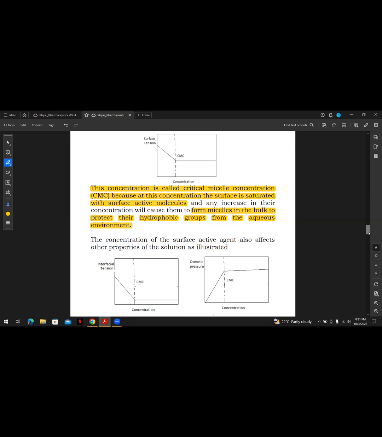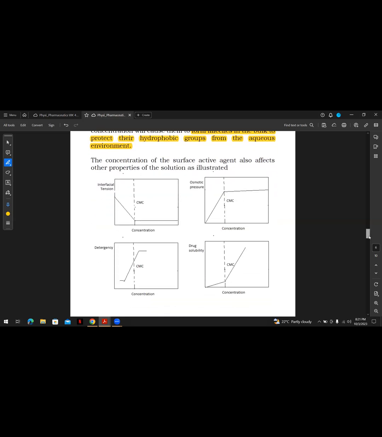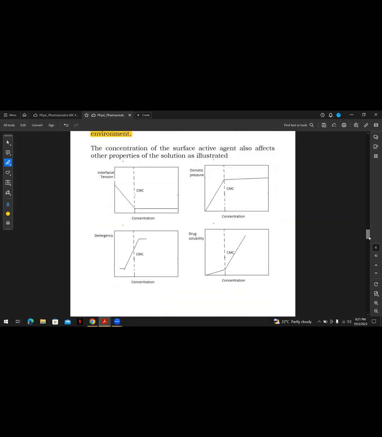So the concentration of the surface active agent also affects other properties of the solution as illustrated. So it affects the interfacial tension and also it affects osmotic pressure. So interfacial tension will decrease. Again, when you add a surfactant, it exerts pressure, it decreases the surface tension, and it also decreases the interfacial tension. There was a formula in the morning that I explained where interfacial tension as well as surface tension, they are proportional, they have the same numerical value.